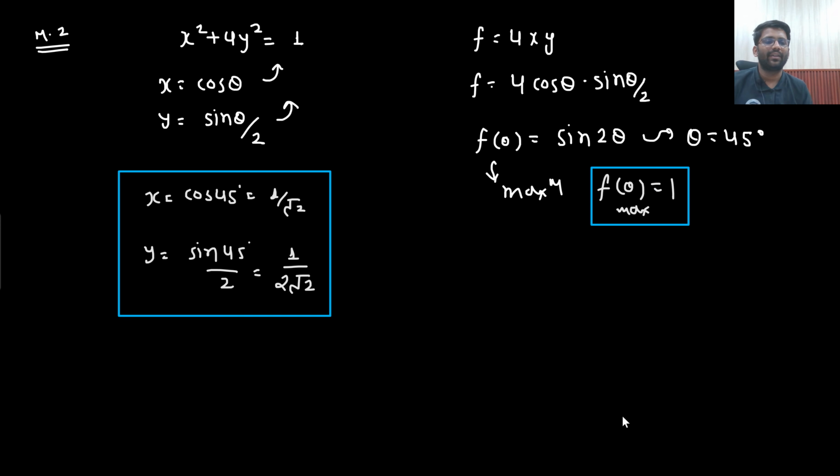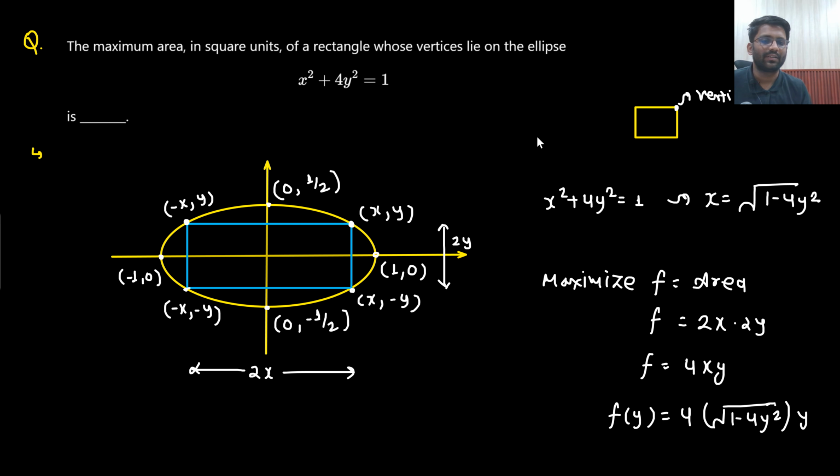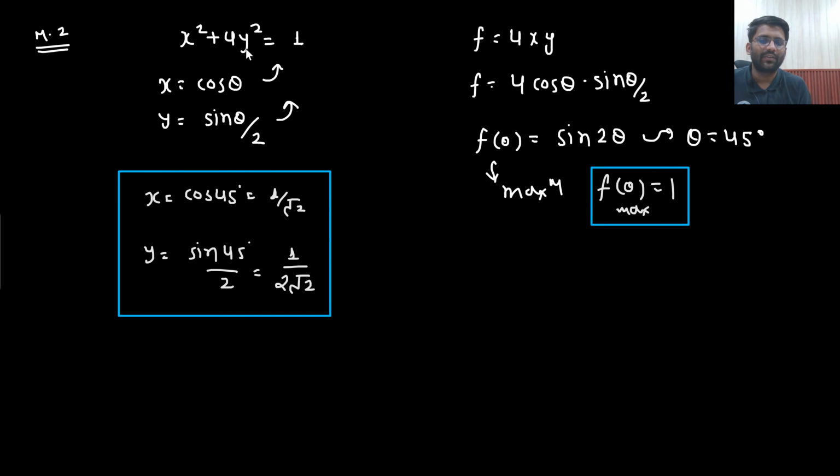So very smartly you would have done it. Needlessly this much lengthy calculation. Just as you see this equation, what we need to maximize, job done. x equals cos theta, y equals sin theta by 2. You write down the function, and you understand the maximum and minimum value.